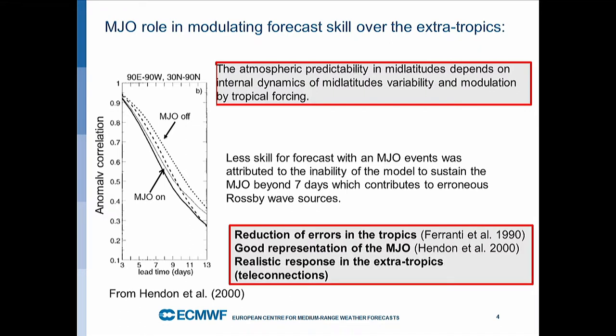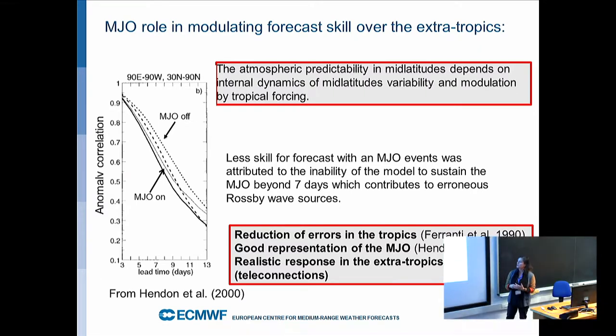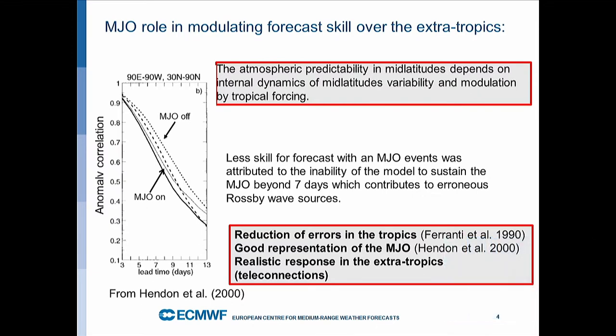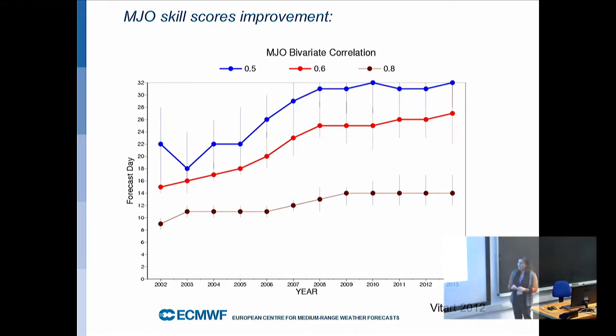So there were several papers at that point stating the importance of reducing error in the tropics, the importance of representing the MJO correctly, and in this way being able to really exploit the response in the extratropics. So, the importance of reproducing the teleconnection for the forecast skill on the subseasonal time scale. After that, lots of work has been done to make models more accurate in reproducing the MJO, and so in reproducing the variability in the tropics as accurately as possible.